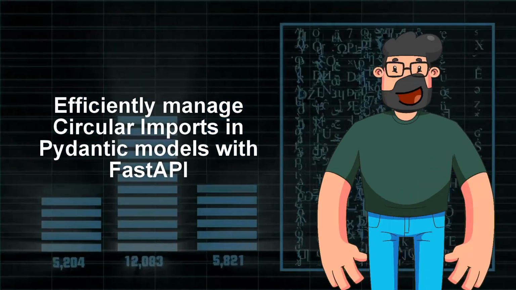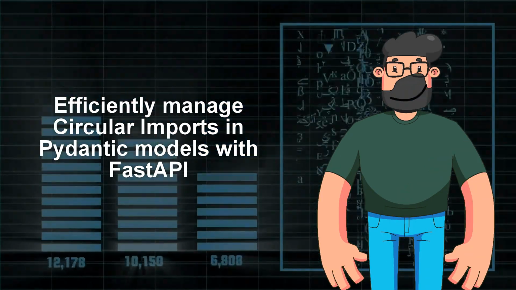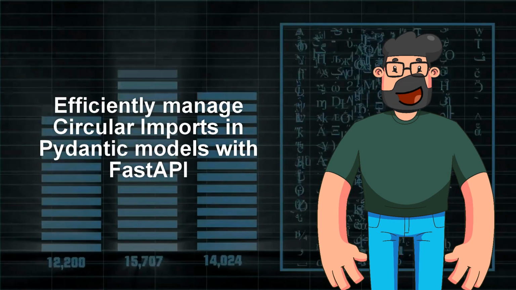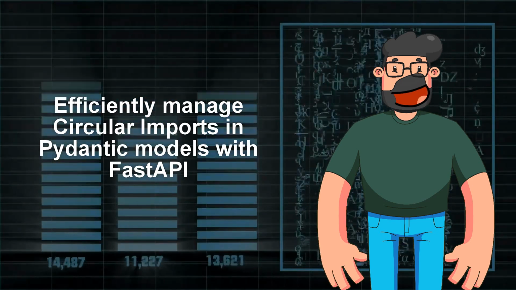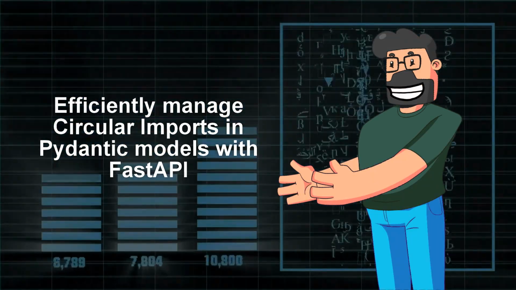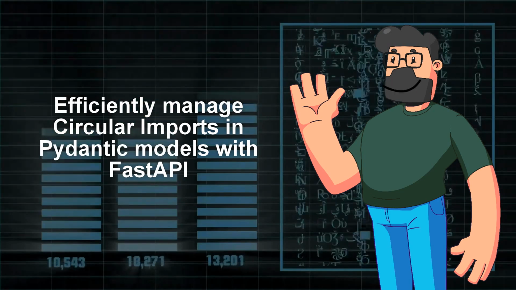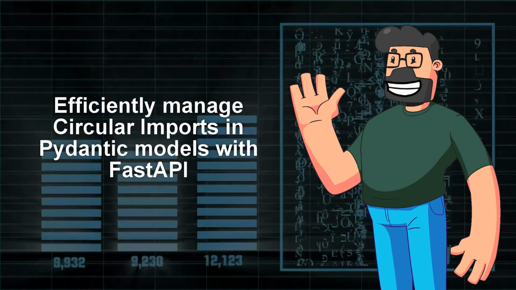The problem we will be addressing involves dealing with circular imports when defining interrelated Pydantic schemas in a FastAPI application structured with different modules. This issue can be quite frustrating to handle, but fear not, as we have a solution that will help you navigate through these challenging waters.